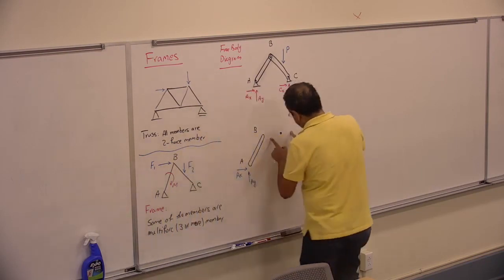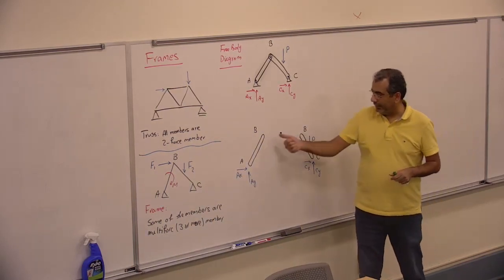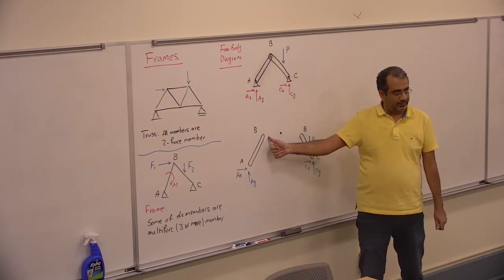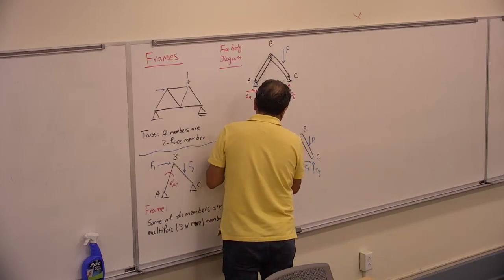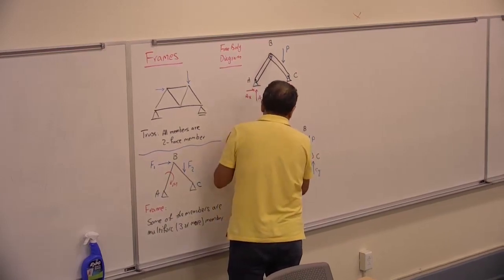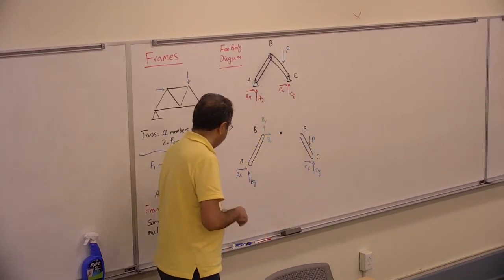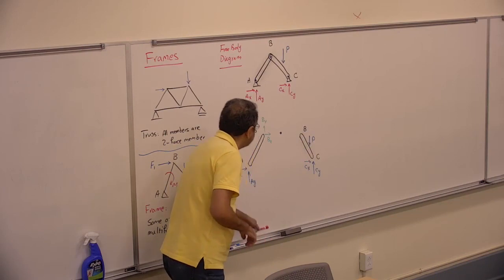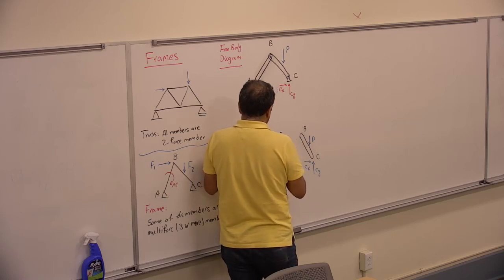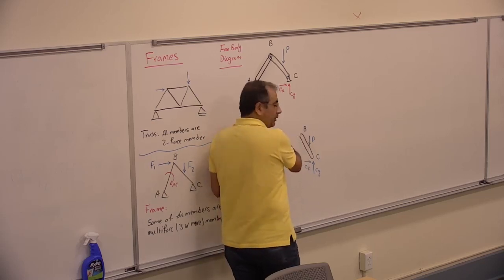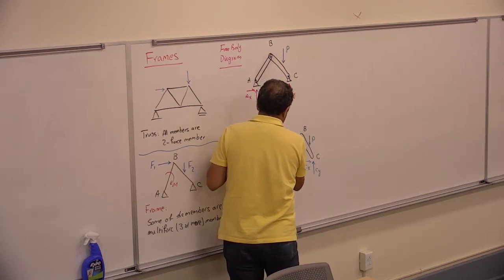Next is point B. Whatever is applied at the B, the opposite of that is applied on the other side. So assume I am going to have internal force at the B, Bx and By. The opposite of that would be applied on the joint. So it's going to be Bx, By.